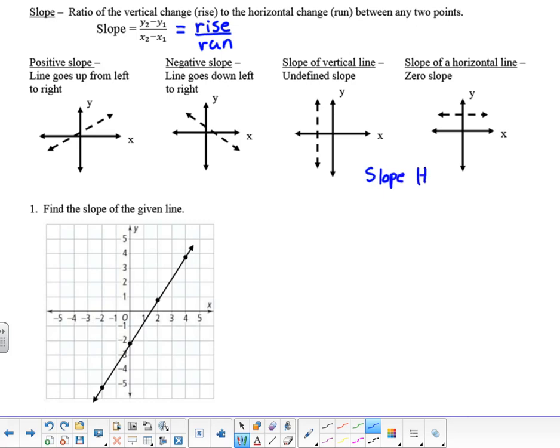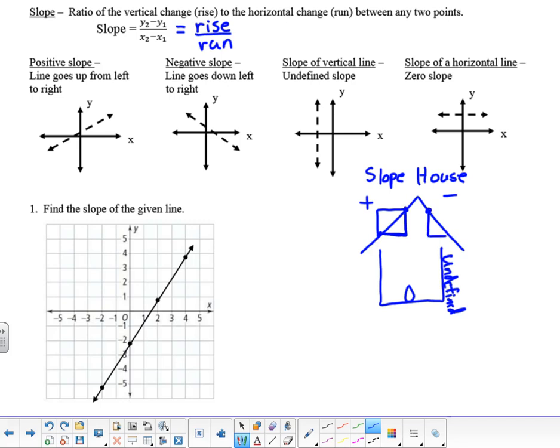Sometimes you may have seen this before. I call it the slope house. So if we draw a little house, positive, negative, zero, and undefined. And one of the things that I like to put on my slope house is a little dormer. So that helps me understand, like, if we're going positive, I can go up and to the right or down and to the left. And negative, I can go down and right or up and left. And again, it's the rise over the run, or the change in y over the change in x.